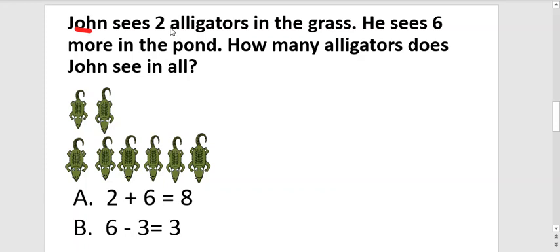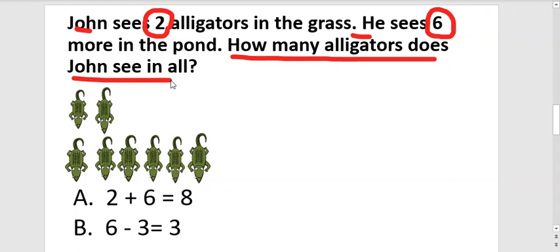And right here, I am seeing number 2. So I'm going to circle number 2. And then over here, I see number 6. I'm going to circle number 6. Now, my problem is asking me to find how many alligators does John see in all. That means that I have to do addition.